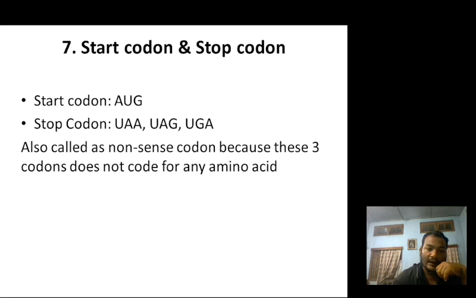Then start codon. All amino acids are always coded starting with only one starting codon. It is AUG. Like that, we have 3 stop codons. It is also called a nonsense codon. Why is it called a nonsense codon? Because these 3 codons never code for any amino acid. That means they have no sense. That's why it's also called a nonsense codon. These 3 stop codons or nonsense codons are UAA, UAG, and UGA.